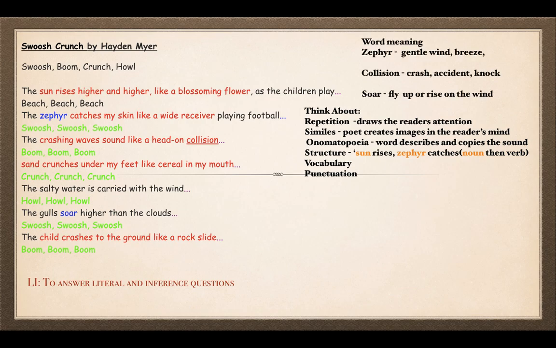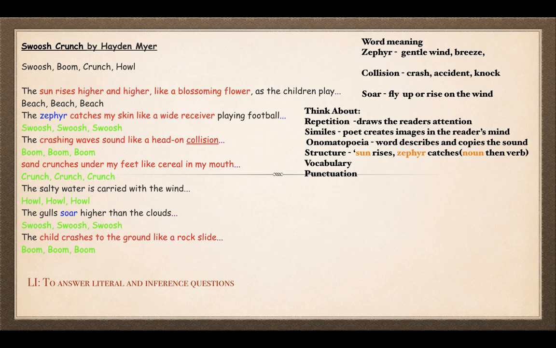Right, before we move on to punctuation, you can see up here we've got word meanings. If you have a piece of writing, there are possibly words that you do not understand. So I've given you the word zephyr, because if you don't know what zephyr is, you won't understand what's going on in that third line or fourth line. So zephyr is a gentle wind or breeze.